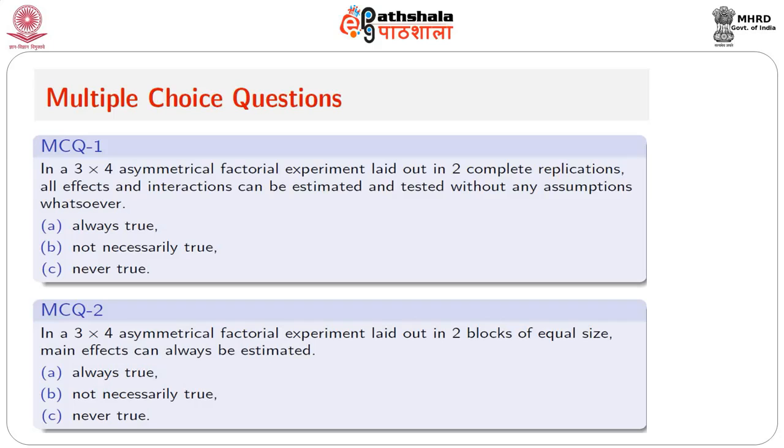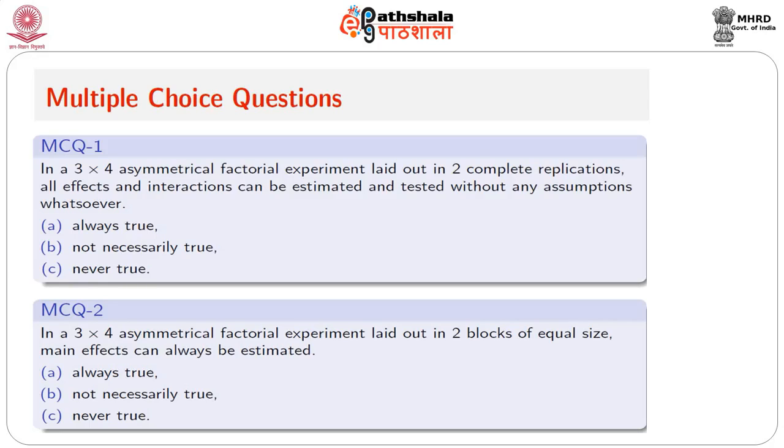Sir, in a 3x4 asymmetrical factorial experiment laid out in two blocks of equal size, main effects can always be estimated. This is the statement, and the same options are there. This is always true, this is not necessarily true, and it can never be true. Okay, let's see. The moment you say 3x4, there are 12 level combinations, and it is laid out in 2 blocks of equal size, 6 and 6. The moment you say 2 blocks, there is a blocking coming up. Due to blocks, there is 1 degree of freedom.